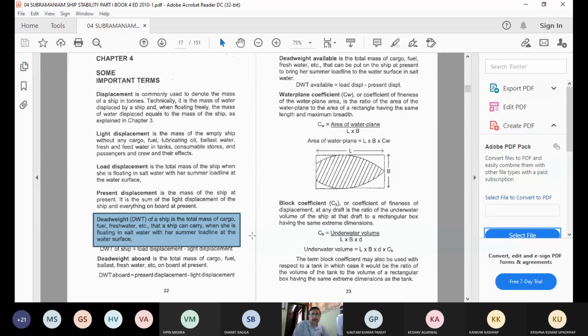Dead weight aboard is the total mass of cargo, fuel, ballast, fresh water on board at present. So present displacement minus light displacement will give you the dead weight aboard. Dead weight available is the load displacement minus the present displacement. That will give you the dead weight available.